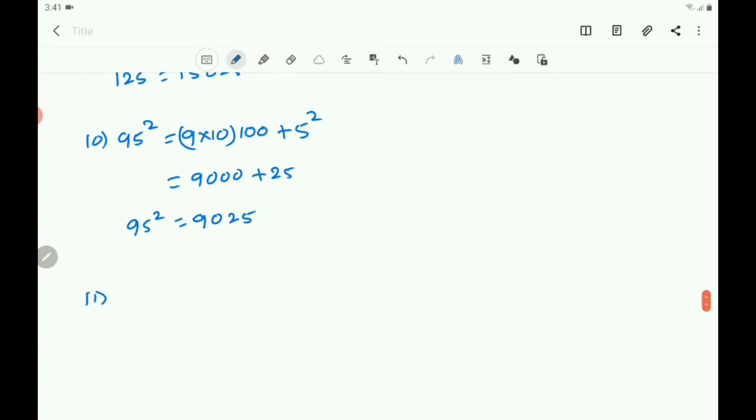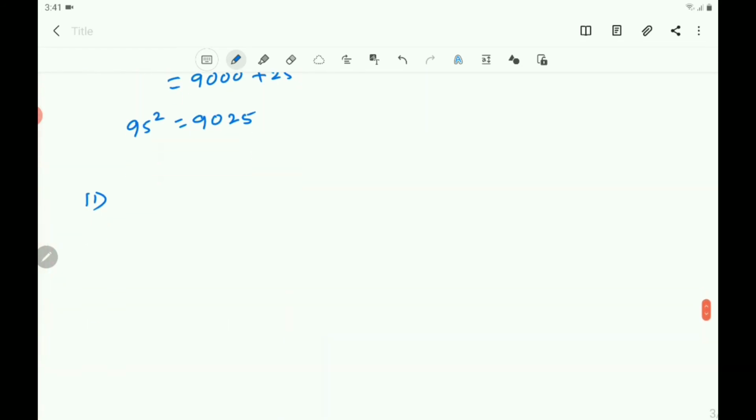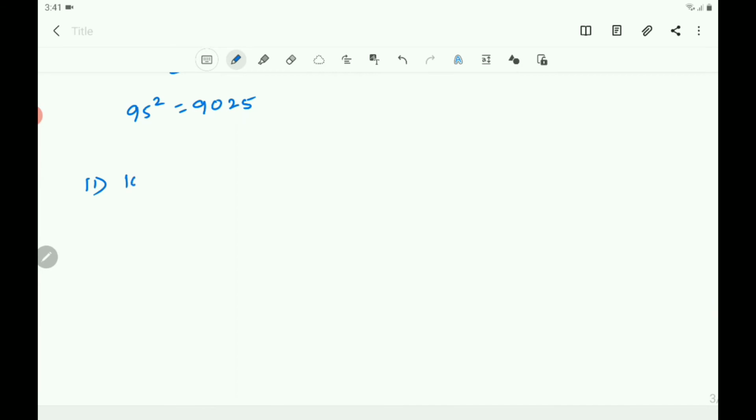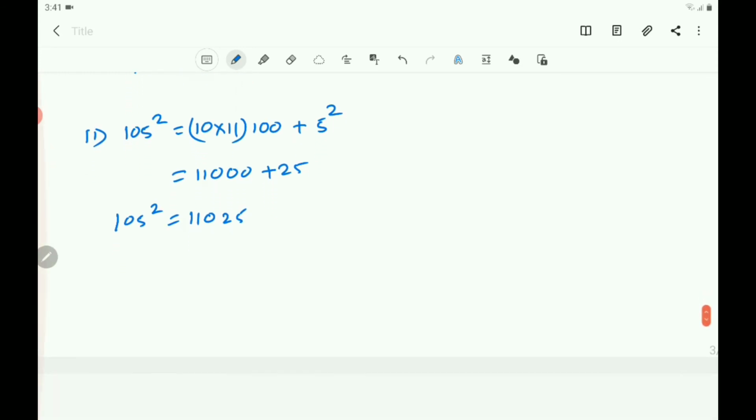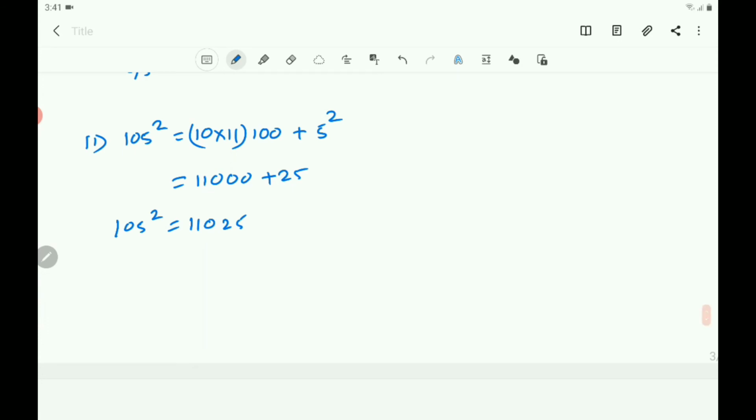Then you take the 11th one, that is 105 square. 10 is here, so 10 into the next number 11. 10 into 11 into 100 plus 5 square. 10 into 11 is 110, so 11,000 plus 25. Then 105 square is 11,025.